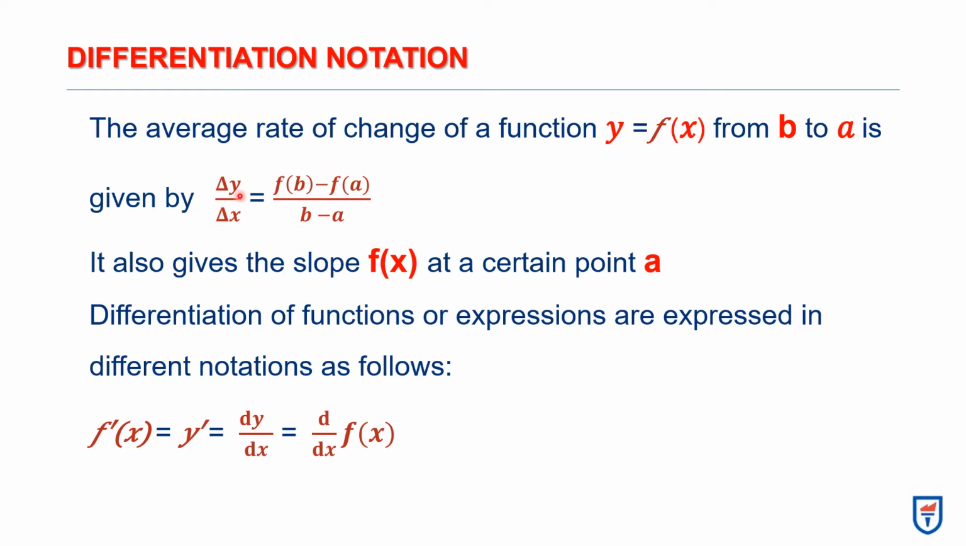And this is equal to f(b) minus f(a) divided by b minus a, which is also the formula that can give us a slope at a certain point of our f(x), or a value of x, which is a. So when we're calculating a slope at the value of x is equal to a, we can calculate using this formula.